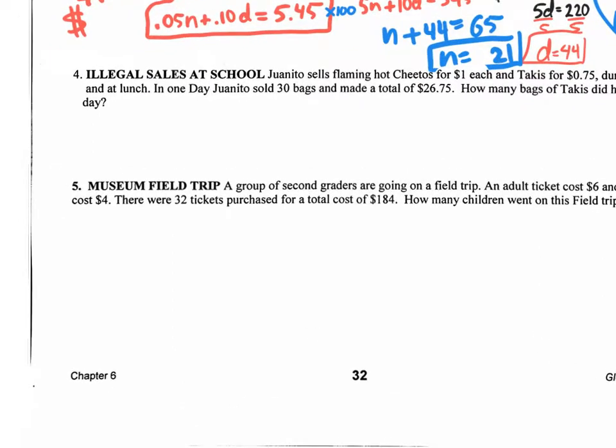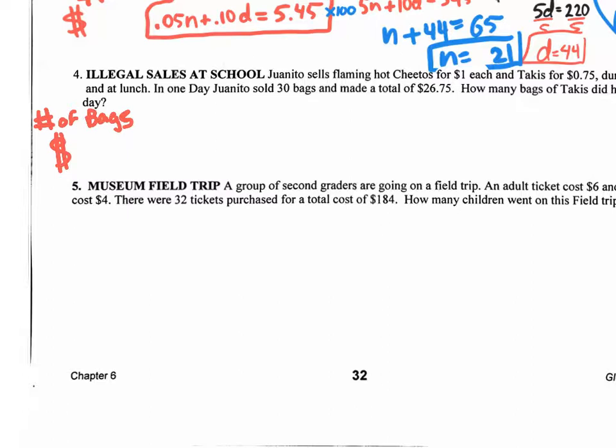So we need to create 2 equations. What are the 2 things we're dealing with here on this situation? Hot Cheetos and what? Takis. Okay, so we need an equation based on the number of bags, and we need another equation based on money.